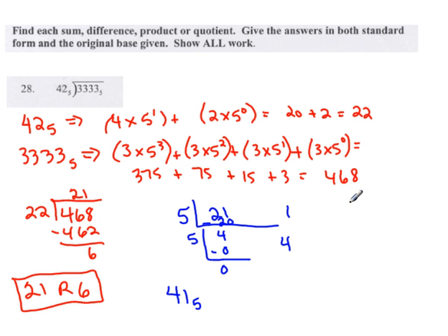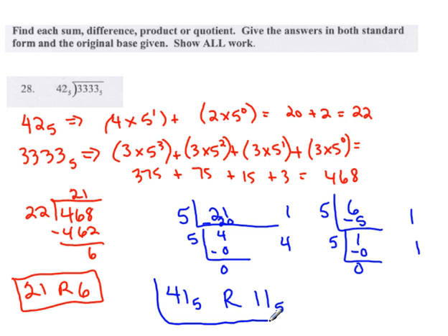Now let's convert the remainder. 5 into 6 goes 1 time. 1 times 5 is 5, remainder 1. And last time, 5 into 1 goes 0. 5 times 0 is 0, remainder 1. So the remainder of 6 converted to 11, base 5. So the difference with division is that you might have to convert a remainder as well. That completes Chapter 5's exam review.